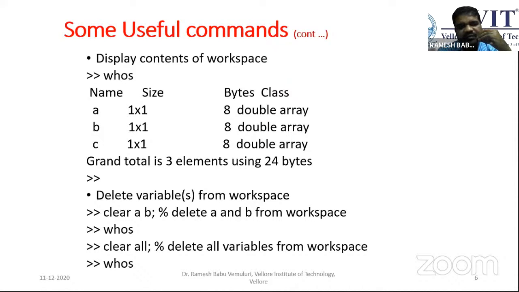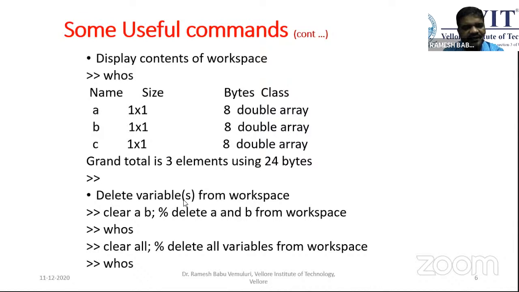So the memory allocated for that is also very high. That's one more advantage where MATLAB is suitable for solving many complicated problems. So the grand total is 3 elements using 24 bytes of memory. Each time it will take 8 bytes, and it is a double class, double array.